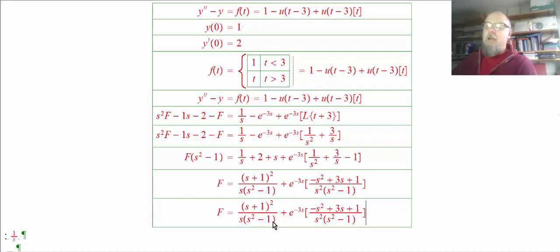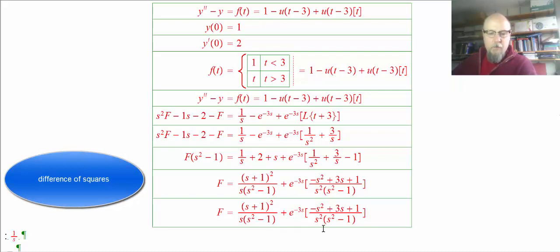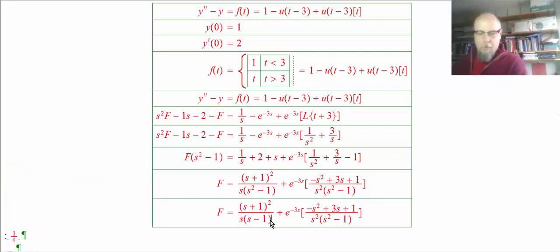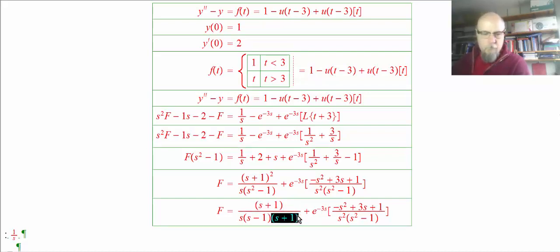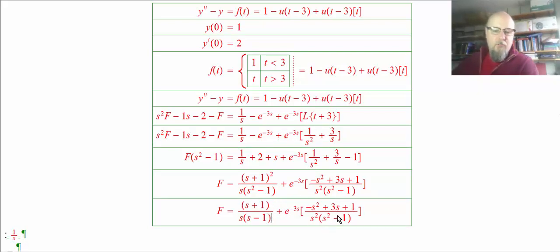This s squared minus 1 will factor into s plus 1 times s minus 1. So if I do factor it, now I can see that one of these s plus 1s and this s plus 1 can cancel. So that makes my partial fraction simpler. Maybe I can factor this piece and cancel something on the bottom. If I can and I don't see that, the math will take care of it when I do the partial fraction. So let's leave that.